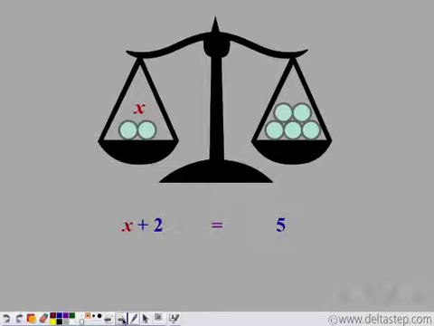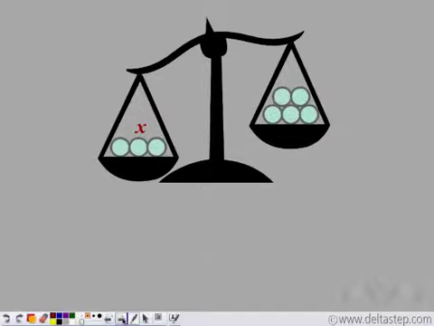And since this is an equation, both the sides of the weighing scale should be balanced. This signifies that x and 2 balance 5. So these two sides are balanced or equal. Now what will happen if I add one ball on the left hand side of this scale? So if I add one ball on the left hand side of this scale, this side will go down. This scale is no longer balanced.